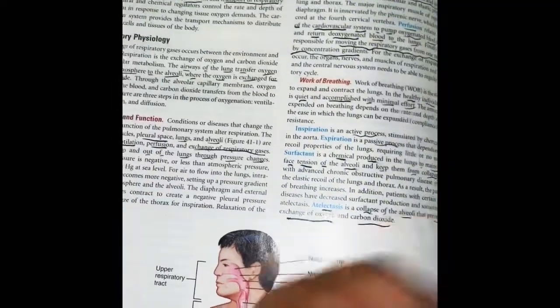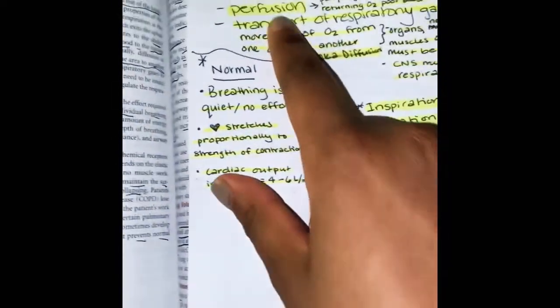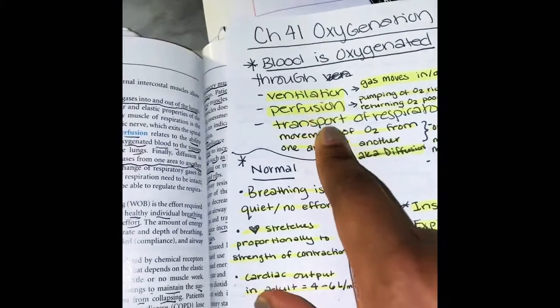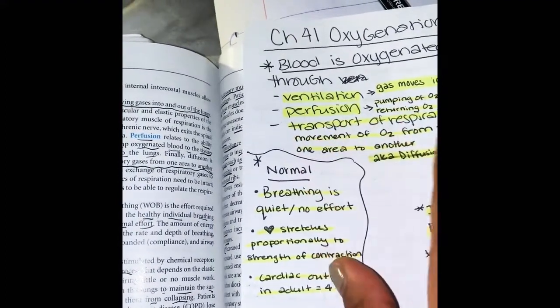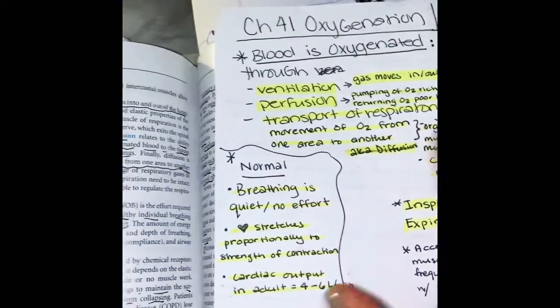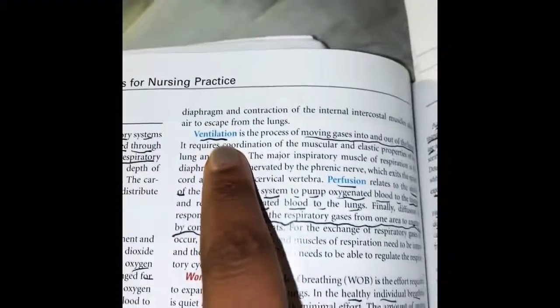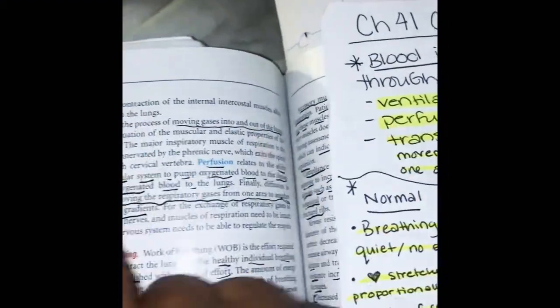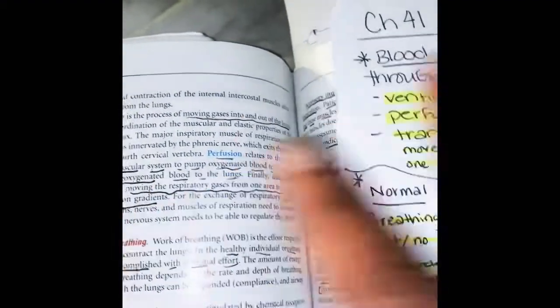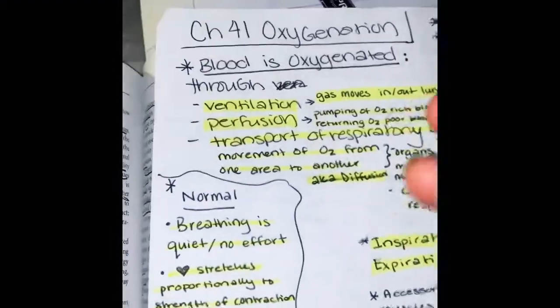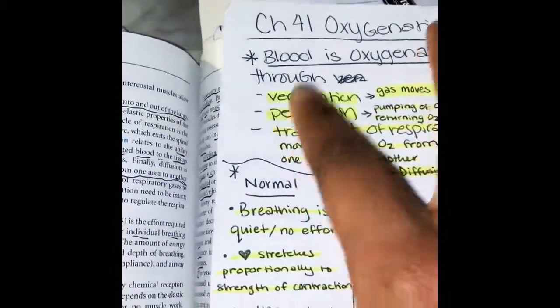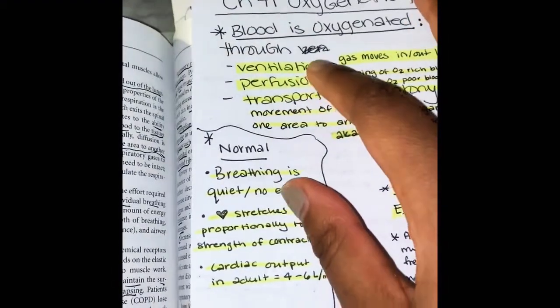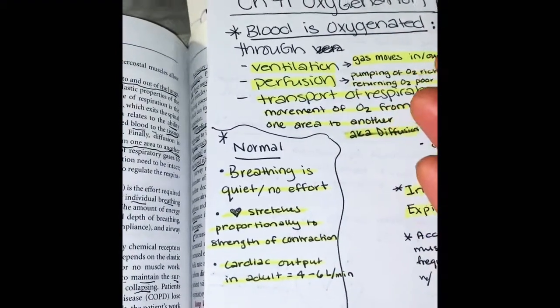What I like to do is read the chapter first. What I did here was I put down the key terms: ventilation, what that is, perfusion, what that is, and so on. So as you can see, literally just transcribing, to ensure that I really understand the material. I like to read it, underline it, then rewrite it. And then I like to put it on note cards.